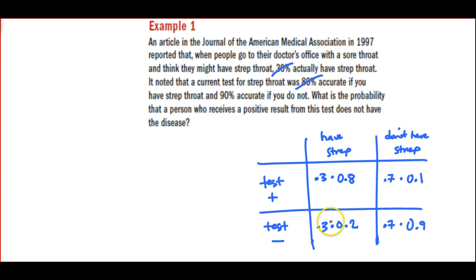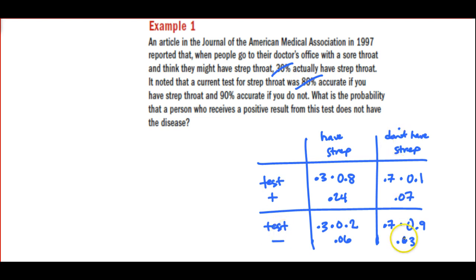So now you'd go ahead and quickly calculate all of these multiplications, and those are going to be the numbers that we're going to use. So we have 0.24, 0.06, 0.07, and 0.63. Before we move on here, let's just talk real briefly about the positive versus the negative.